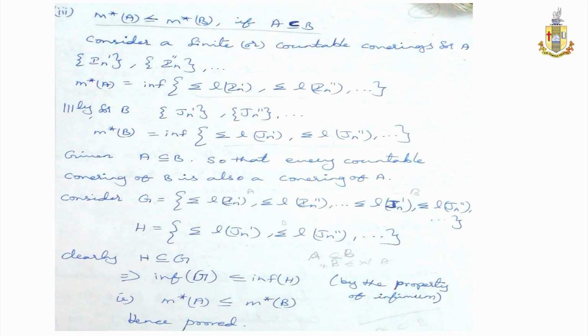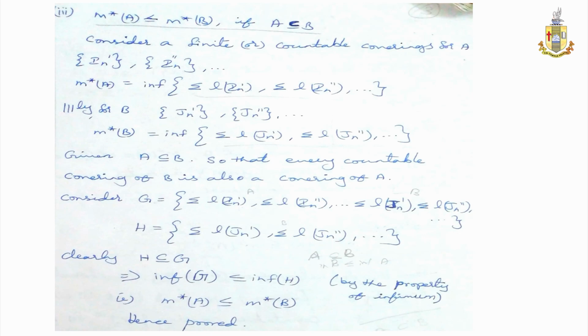Similarly, for the set B, we are considering the countable covering as Jn dash, Jn double dash, etc. So again, m star of B will be equal to infimum of summation L of Jn dash, summation L of Jn double dash, etc. And in the statement itself, it's given that A is contained in or equal to B, so that every countable covering of B is also a covering of A.